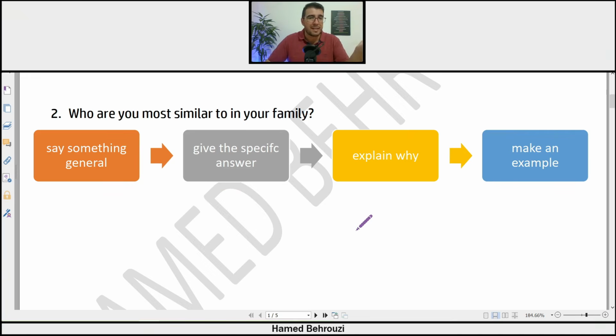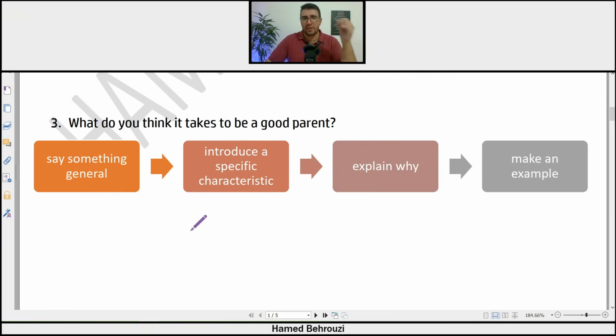I know some people might say that, no, it doesn't work this way and you should speak naturally. Yes, if your English level is good, just speak naturally, the way that you answer a question. But for the students who are practicing, I think this is the best method, okay? So use it. Then, for a question like this, what do you think it takes to be a good parent?